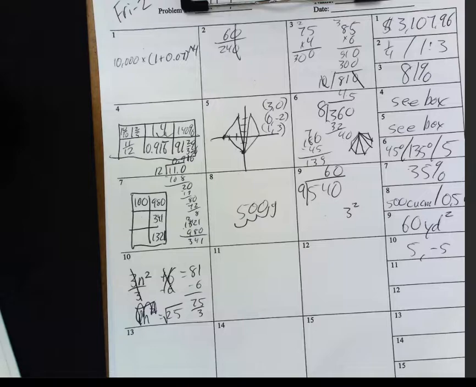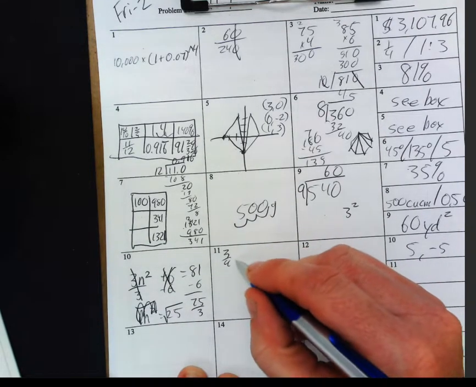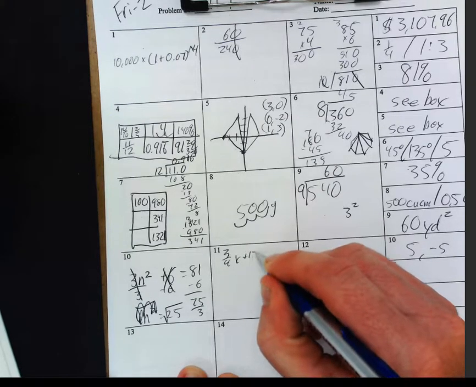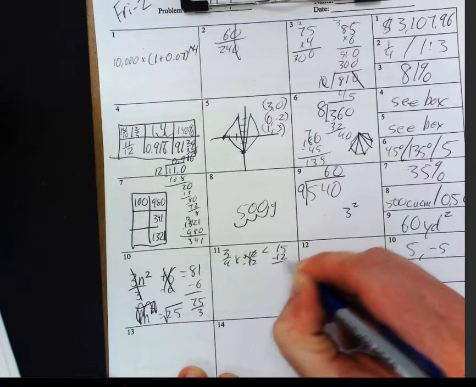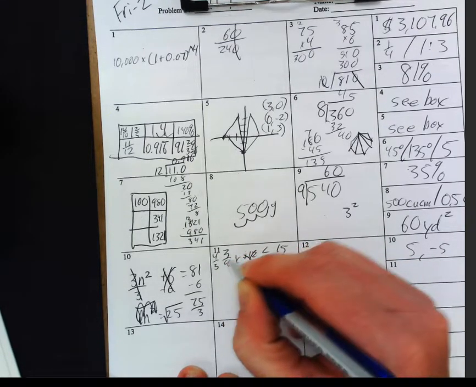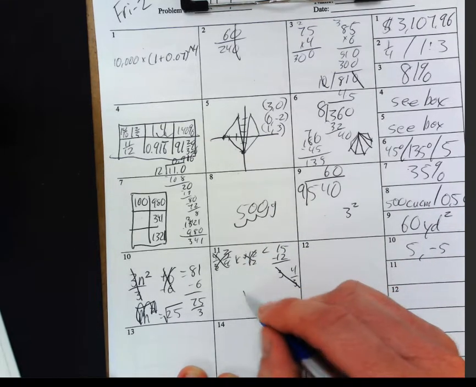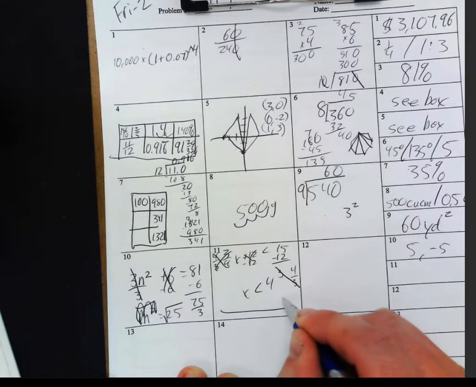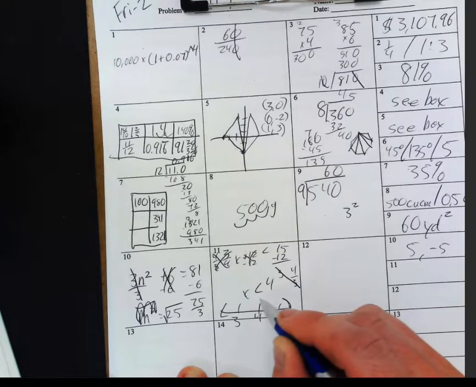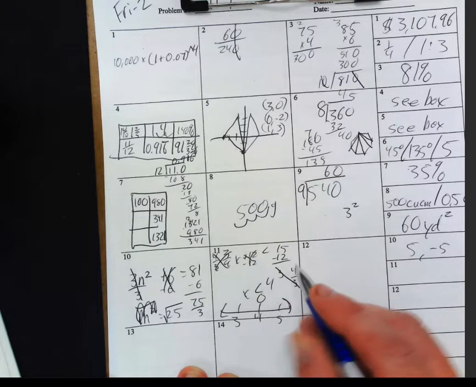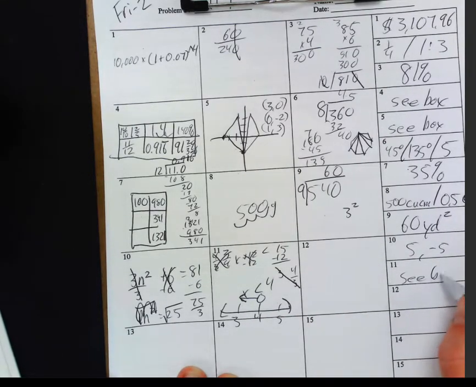Number 11, solve and graph the inequality. I have 3/4 x plus 12 is less than 15. Subtract 12, subtract 12. Multiply by the reciprocal, multiply by the reciprocal. X is less than 4. Graph it. 4 is always in the middle. Down 1, up 1. Circle, because it's just less than. Pointing to the left. See the box.